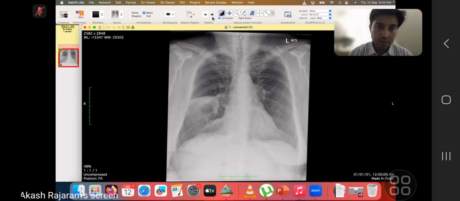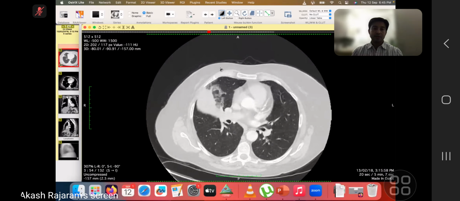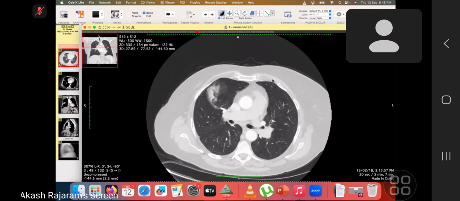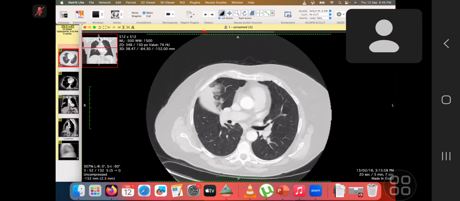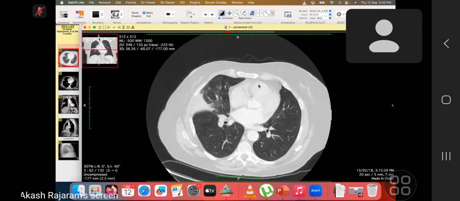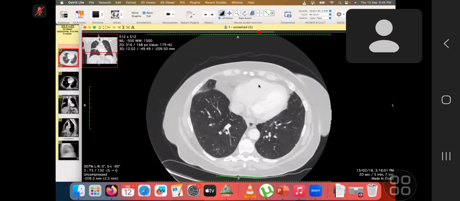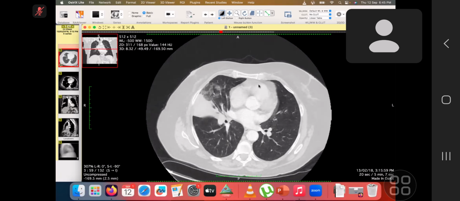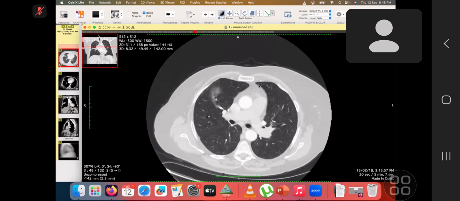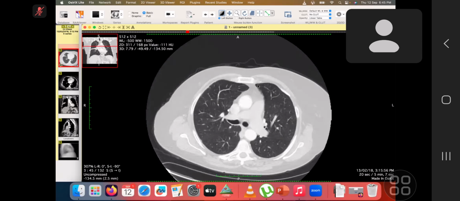Okay, you can just have a look at this. This is the same page. Okay.